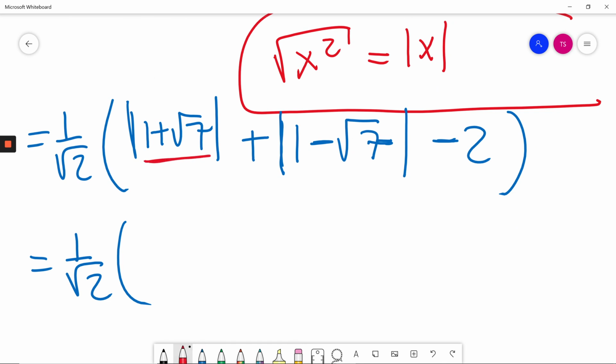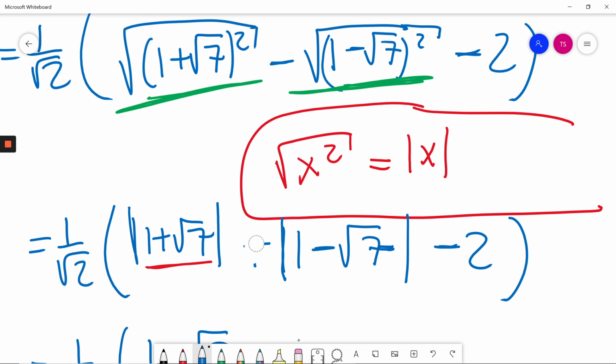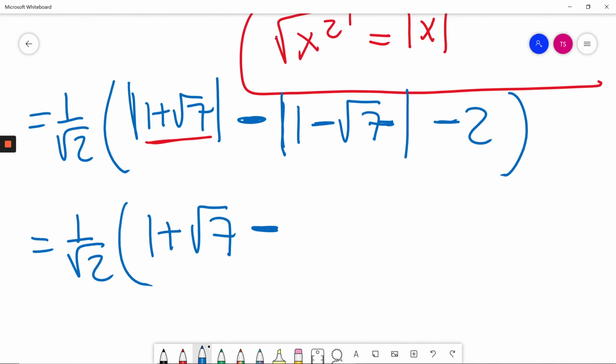One plus square root of 7 is positive thing, so absolute value of that will be just 1 plus square root of 7. And here I made a little mistake, that was minus. So that minus will stay, but here 1 minus square root of 7 is negative. So I will write it as absolute value of 1 minus square root of 7 will be negative 1 plus square root of 7.